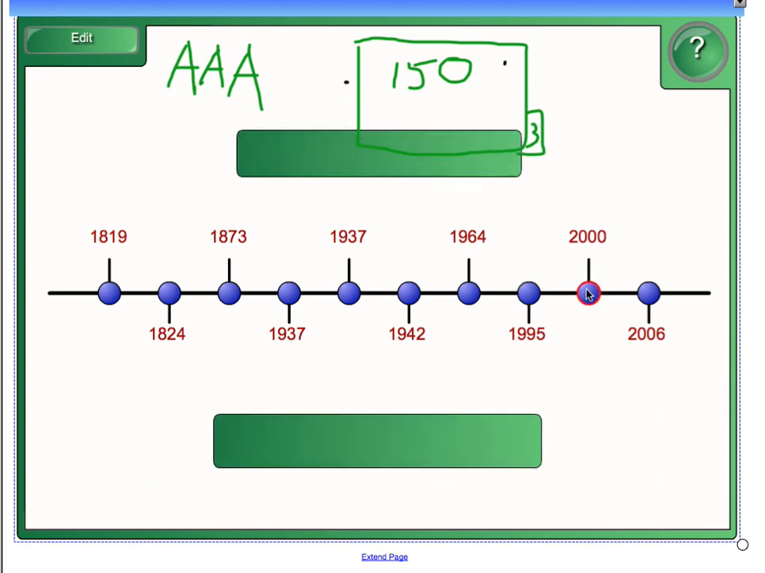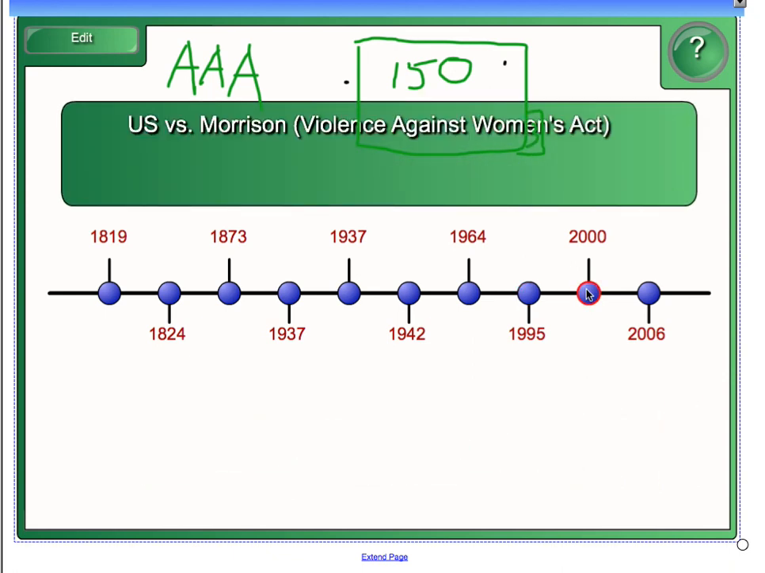All right, U.S. versus Morrison. It was the Violence Against Women Act. Now, how is a Violence Against Women Act unconstitutional? All right, well, let's take a guess. All right, the Congress passed the law. Where in the Constitution does it say they can protect against violence against women? It doesn't, so it's reserved to the states.